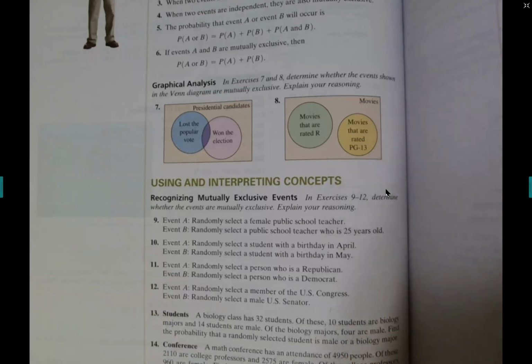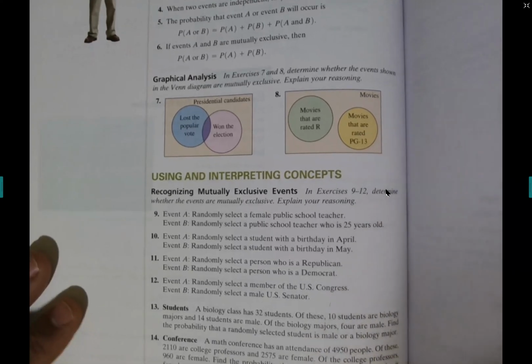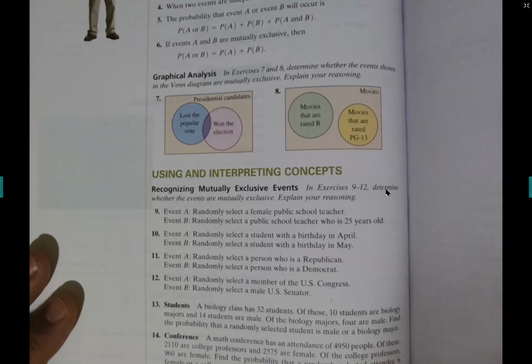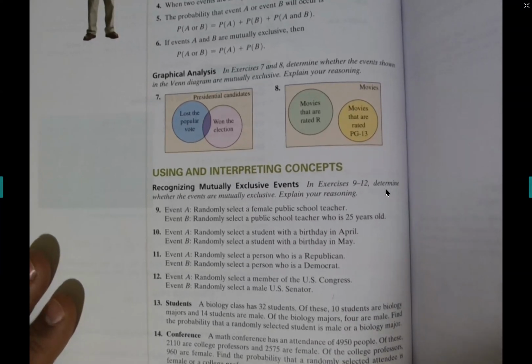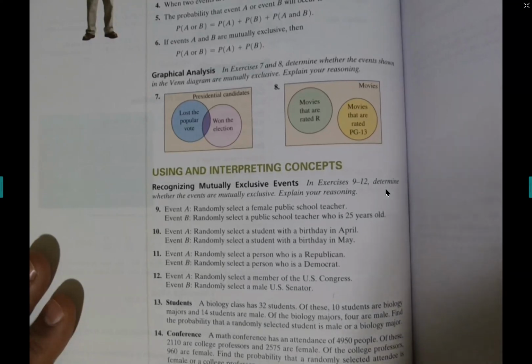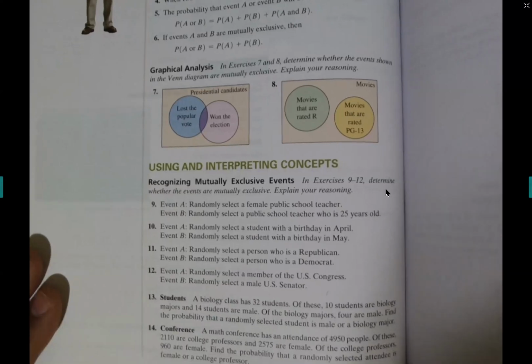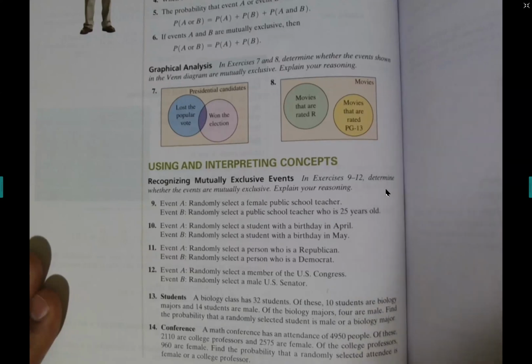You cannot have the same students born in April and May at the same time. We're not talking about two different students. We're talking about intersection. It's the same person. What about 11, guys? Randomly selecting a person who is Republican and randomly selecting a person who is a Democrat. Is it possible to find a person who is a Republican and a Democrat at the same time? No, they don't allow that.